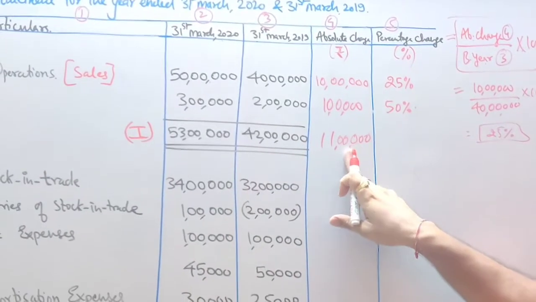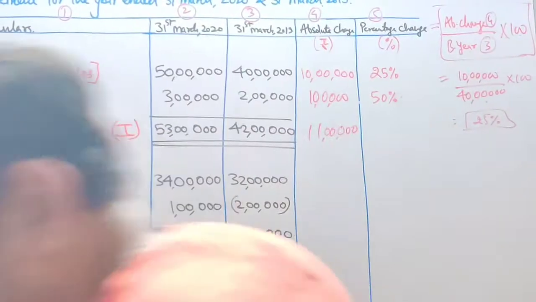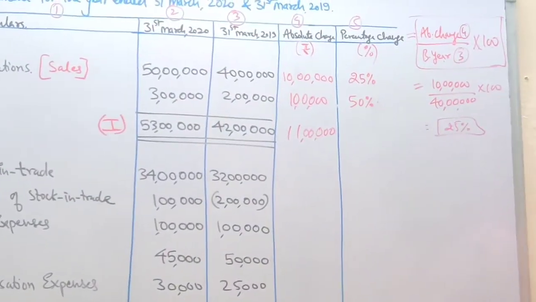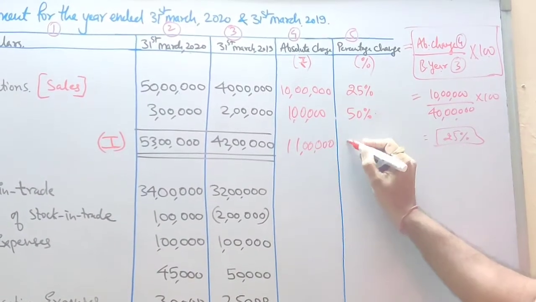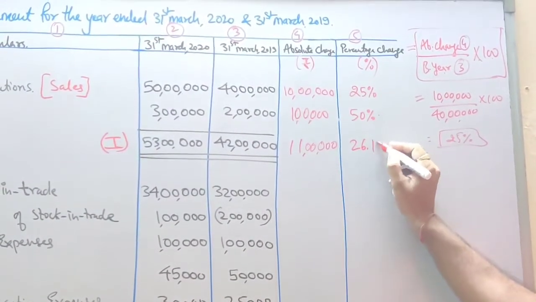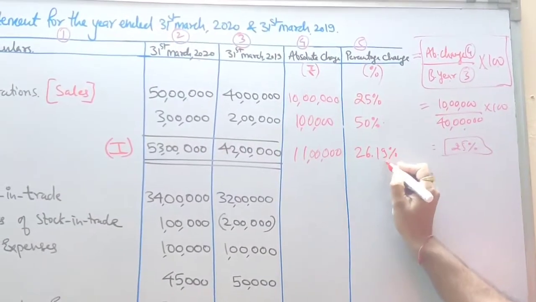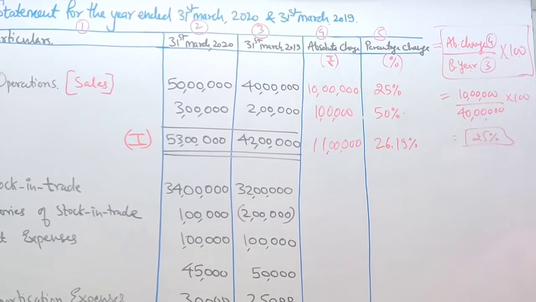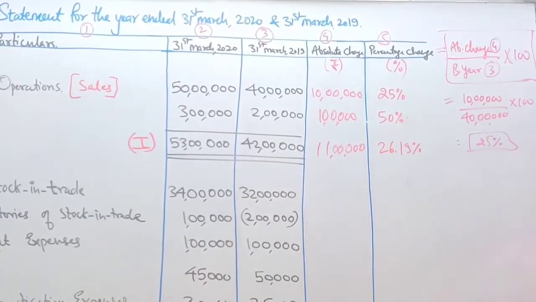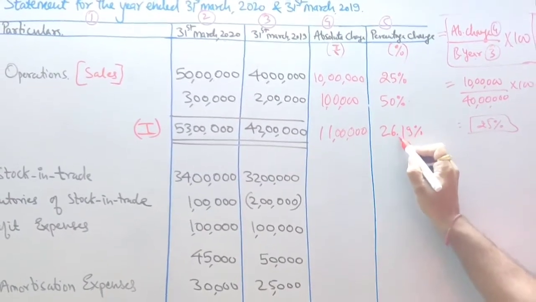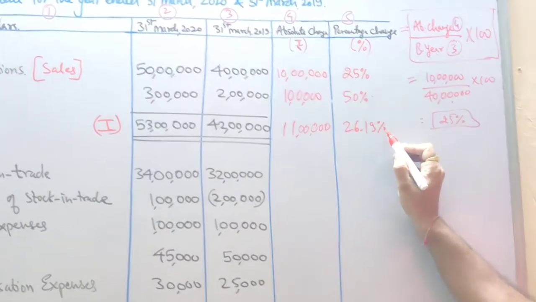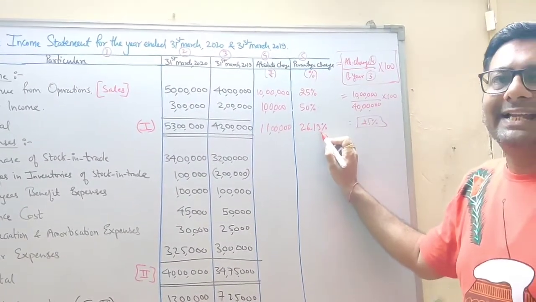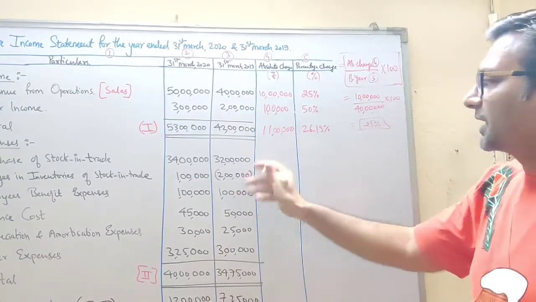Now how to get percentage? 11 lakh divided by 42 lakh. So what will be your answer? It is 26.19%. We write only 2 digits after the decimal. What about the third digit? If the third digit is 5 or more than 5, we have to add 1 to the second digit after the decimal. Okay. Let's continue now.